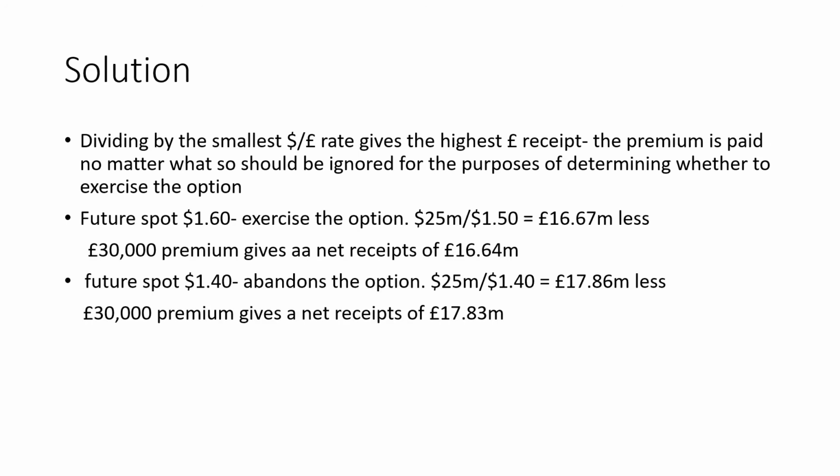Now we will see the solution. As we know, when we divide the dollar by the smallest amount, we get the highest pound receipts, and the premium is paid no matter what, so it should be ignored for the purpose of determining whether to exercise an option.